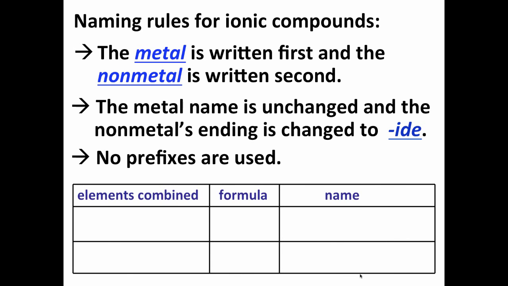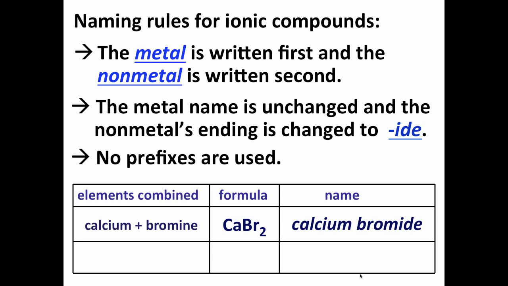So let's try a couple examples. What if we combine calcium and bromine? Well, calcium is going to make a +2 ion. Bromine is going to make a -1 ion, so we're going to need two of those. So the formula will be CaBr2. And we would call that calcium bromide.